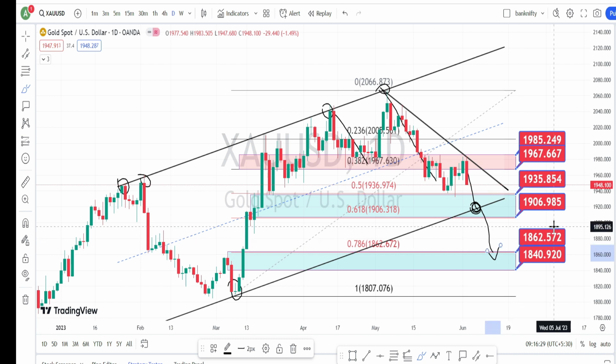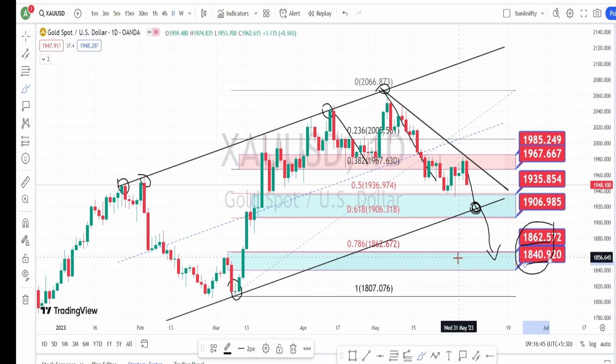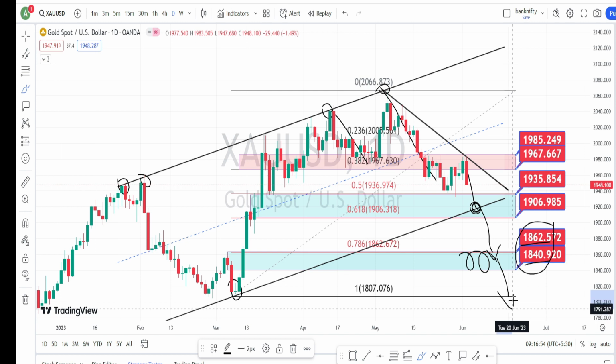And if the bearish trend starts, we can expect it to take support around the previous support level of 1862 to 1840. And only when the price action breaks this support zone, it will be the confirmation on the bearish side trend reversal in daily time frame.